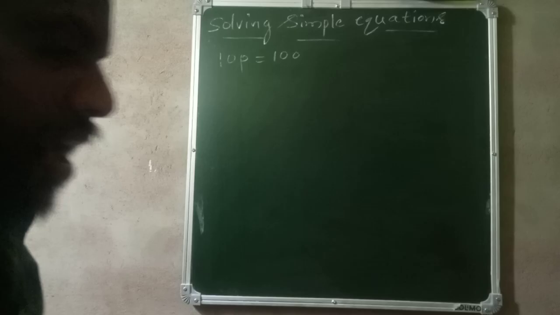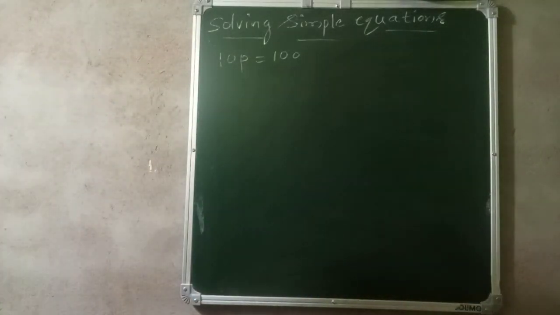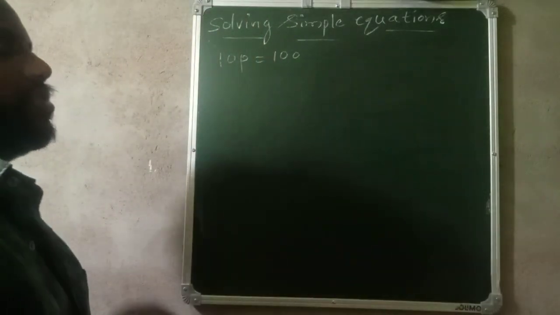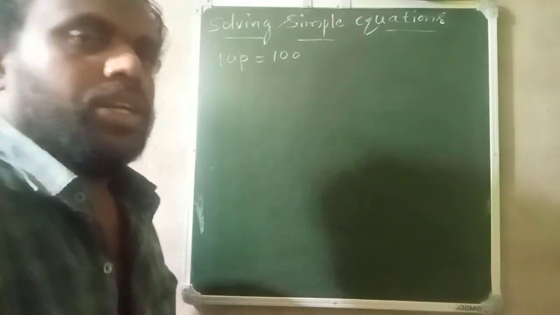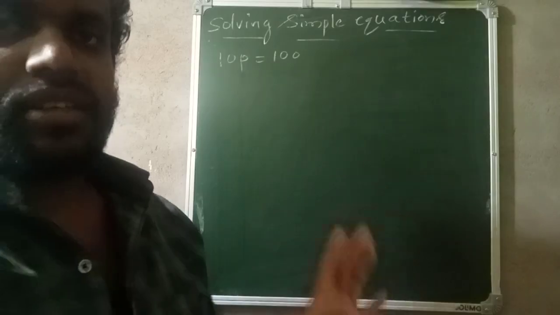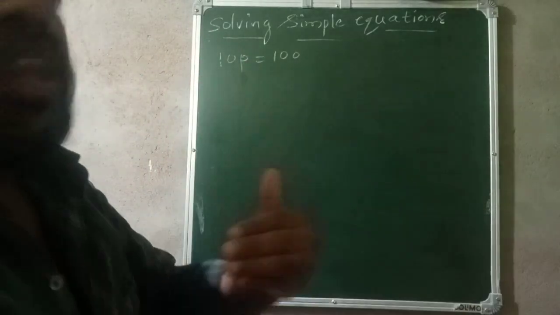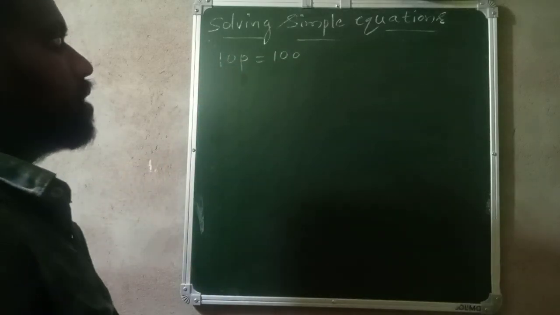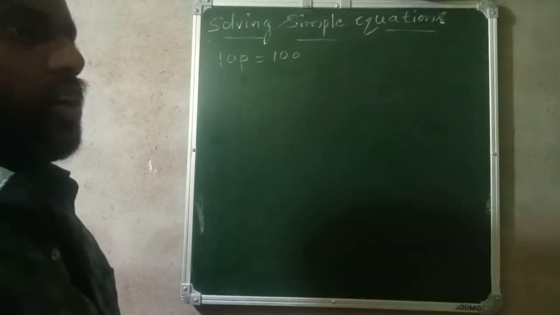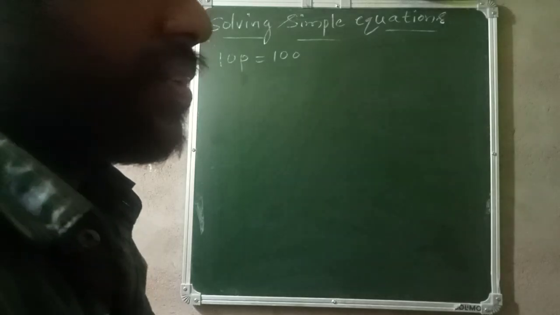Solve means we have to find the value of the variable. So here the variable is p. Generally, variables in math are letters, alphabet letters. So p is a letter, so this is a variable here. Variable means its value changes with time.